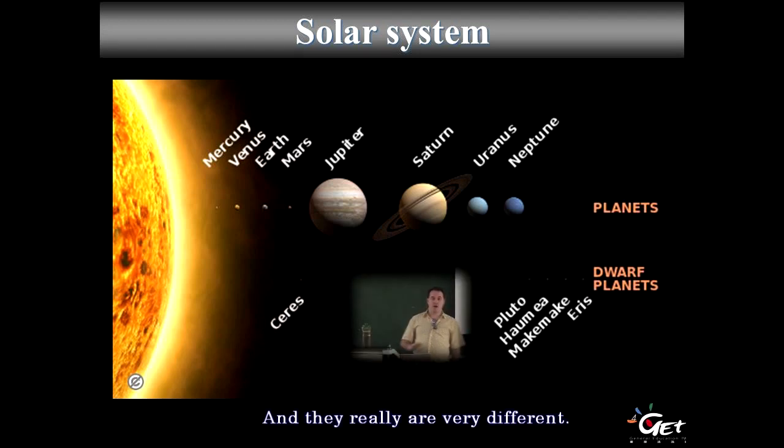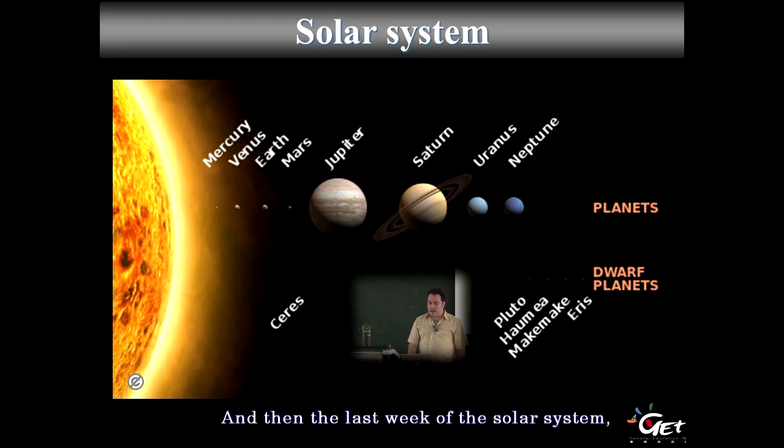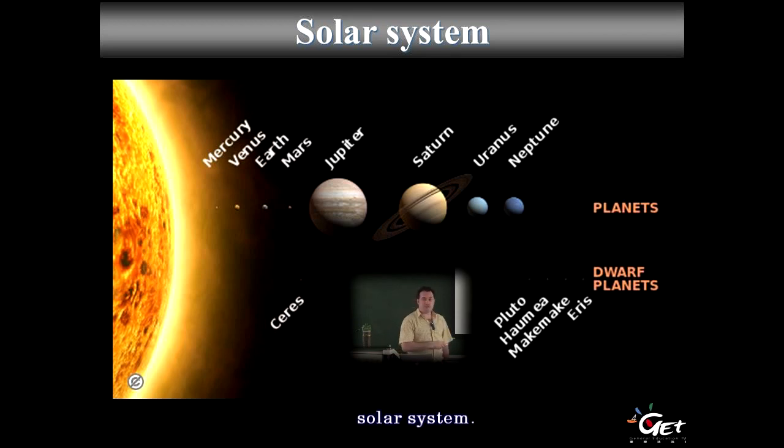And they really are very different. I will focus this week on the telluric planets, and next week I'll come back to the giant planets, and we'll compare them and try to explain why they are so different. And then, in the last lecture of the solar system, we'll focus on all the other stuff that is in the solar system.